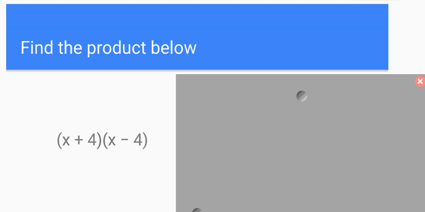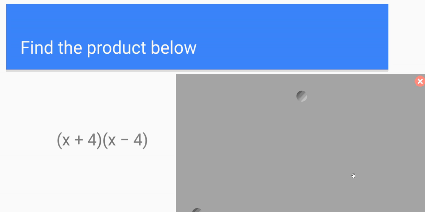So take a minute, pause the video, and find the product of x plus 4 times x minus 4. And be thinking about this. Up until this point, the product of two binomials has always been a trinomial. Is that always going to be the case? So hit pause now, take a second to find the product there, and see if multiplying two binomials always results in a trinomial.